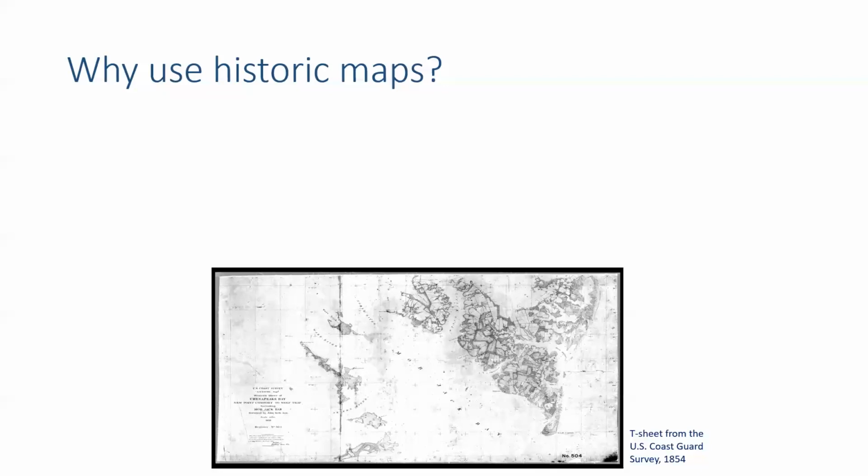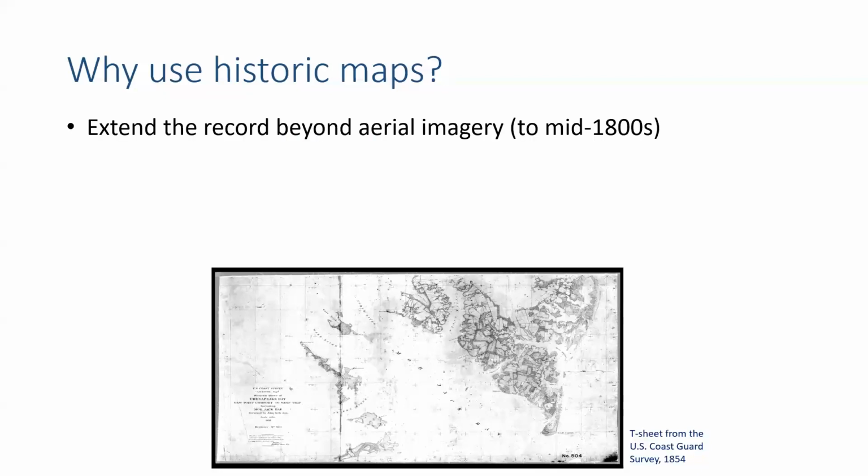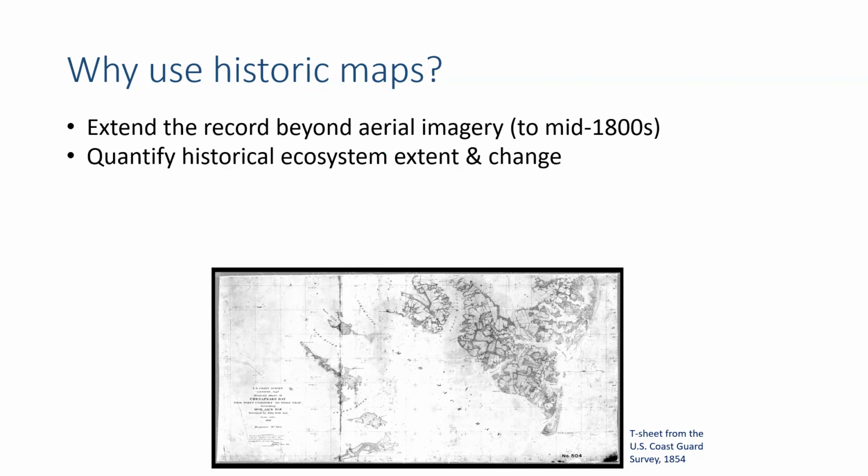So, as I mentioned, we can use these maps to extend the record well beyond aerial imagery to about the mid-1800s, depending on where you are in the United States. We can also use these maps to quantify historical ecosystem extent and change. So if you look at the T-sheet at the bottom of the screen, those black patches are actually coastal forests that have been delineated, in this case by the US Coast Guard. We can discern patterns of change.